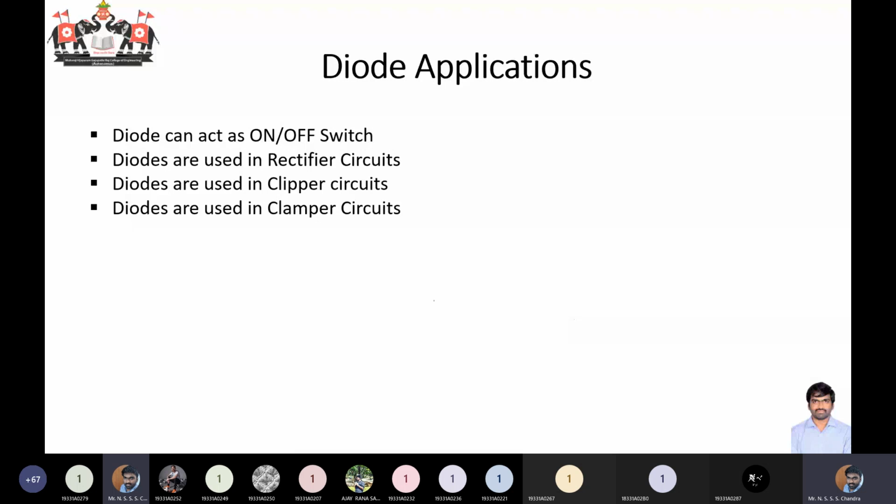So a diode can act as an on or off switch. Whenever the diode is operating in forward bias, it acts like a closed switch, or the switch in the on condition. If it's operating in reverse bias, it acts as an open circuit, or an off switch. And then we have the rectifier circuit. Rectifier means it will allow the current to flow through the circuit in one direction, and if the current direction reverses, it will not allow it to flow. It allows current in only one direction, either forward or reverse. It will not allow current to flow in both directions. So it is not a bidirectional device, it's a unidirectional device. You'll learn about bidirectional and unidirectional elements in your circuits subject. So the diode is a unidirectional element.